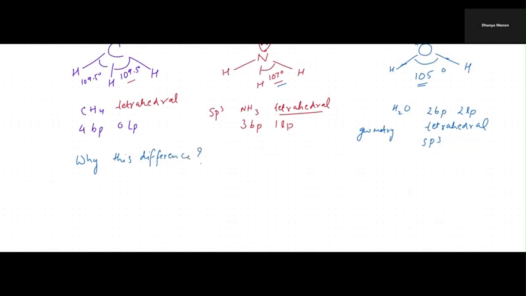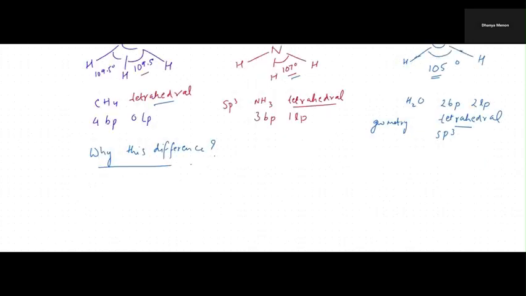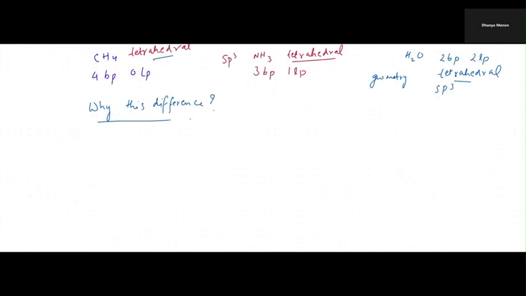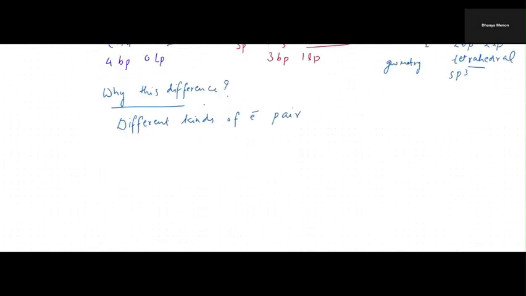Why this difference? Why do all of them have the same geometry, tetrahedral, but still have different bond angles? Okay, now this is because of different kinds of electron pair. For example, why this difference in bond angle in methane, ammonia, and water? Because of different kinds of electron pair. So we will be talking about this now.